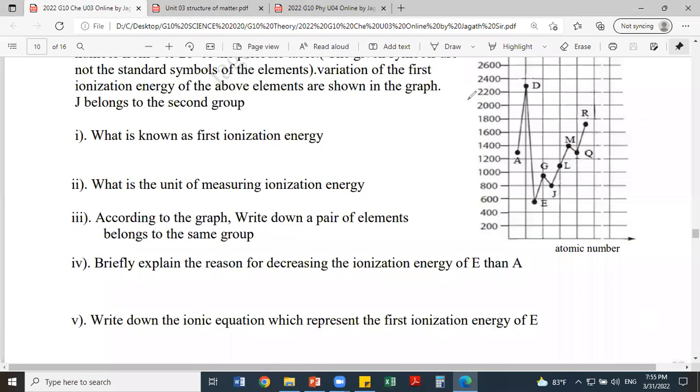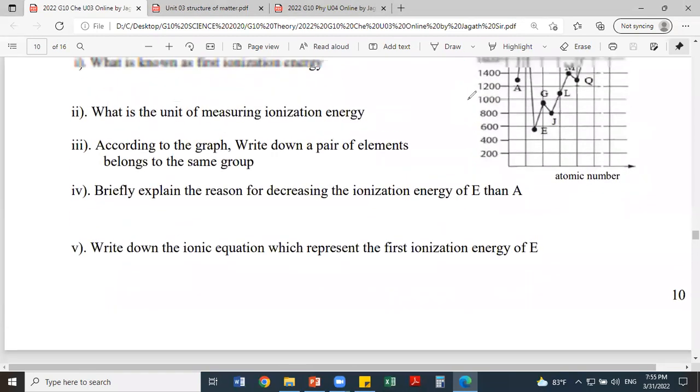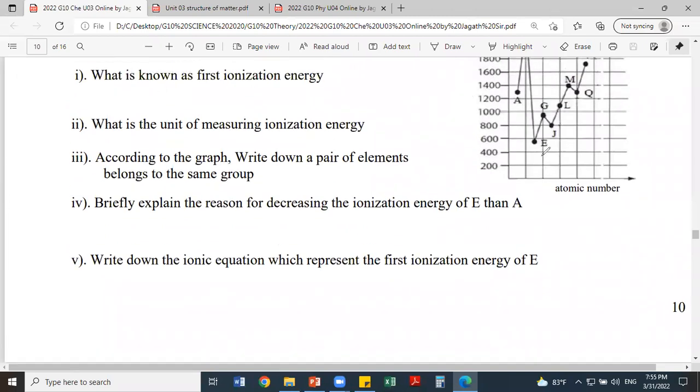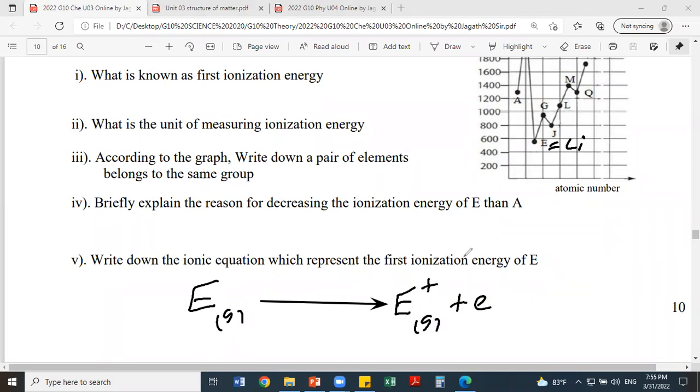Write down the ionic equation which represents the first ionization energy of E. Actually, E is lithium. Don't write the real symbol. E, gaseous atom, removes 1 mole of electrons and becomes E plus gas, with the removal of 1 electron. Understood?